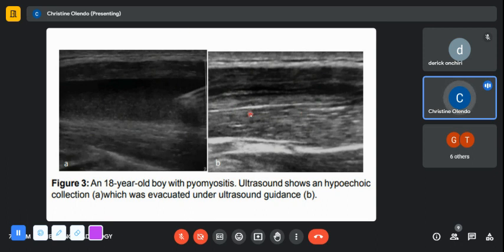And this also shows another role of ultrasound, which you can use for ultrasound guided aspiration of an abscess or fluid collection as well.